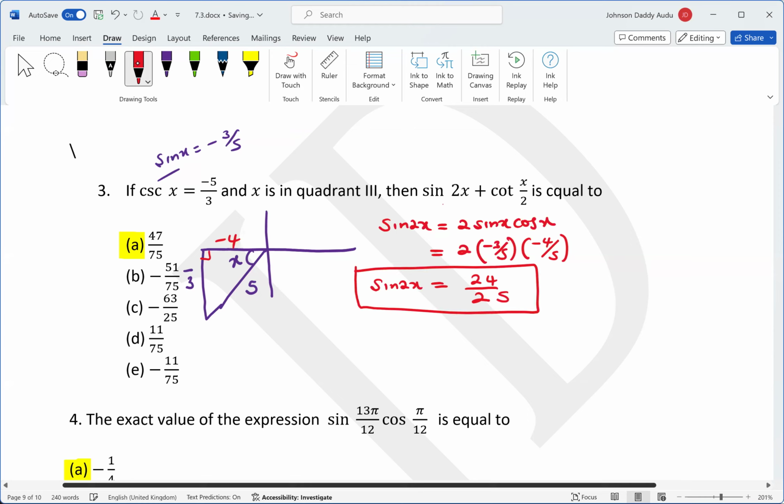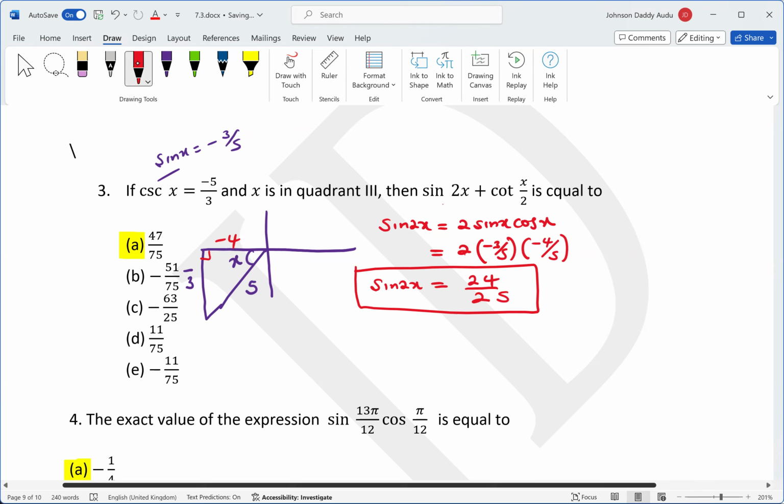Because you have 12 times, no, did I say 24? No, it's not 24. Because here you have 2 times 3 times 4, which is 8, 8 times 3, yep. We're right. 24 over 25.